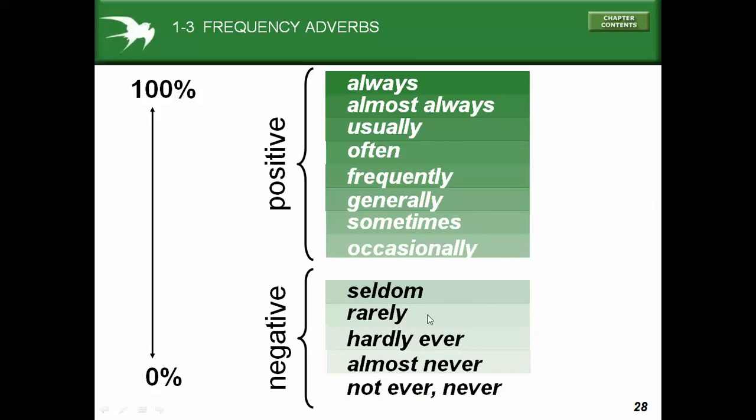Seldom, rarely, hardly ever, almost never, not ever, never. So all these are adverbs used with the present simple tense, and we can divide them into positive, used in the positive sentence, and negative, used in the negative sentence. So always, almost always, usually, often, frequently, generally, sometimes, occasionally, these are positive. Next, seldom, rarely, hardly ever, almost never, not ever, never, these are negative.